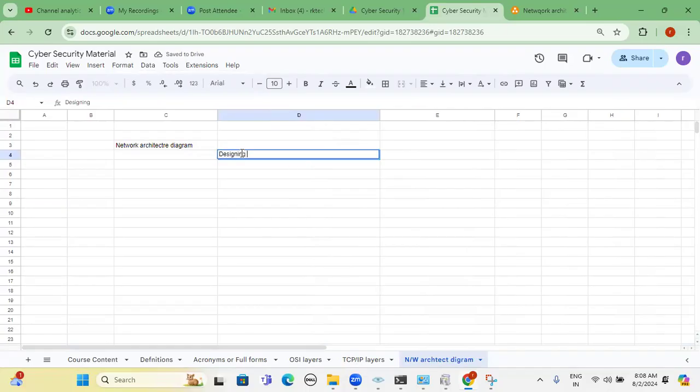Designing of all the organization's pictorial security solution, that diagrammatic way or pictorial representation, is called a network architecture diagram.